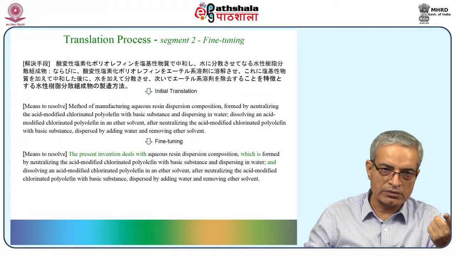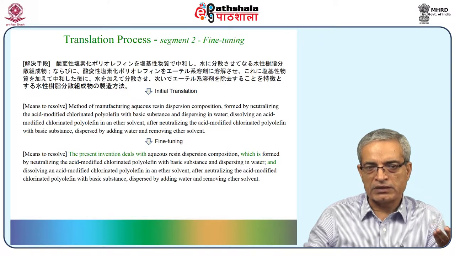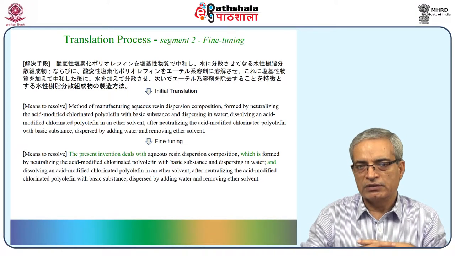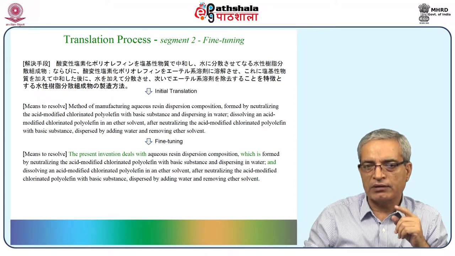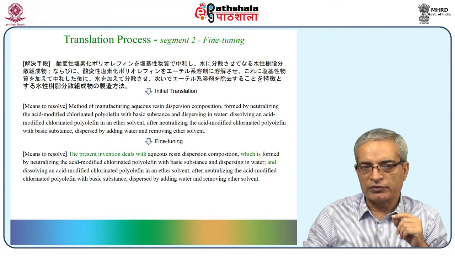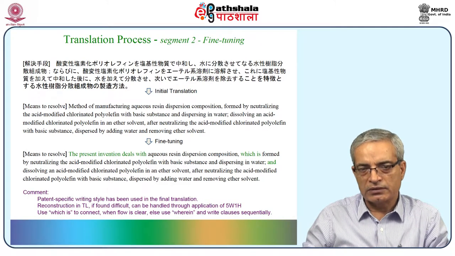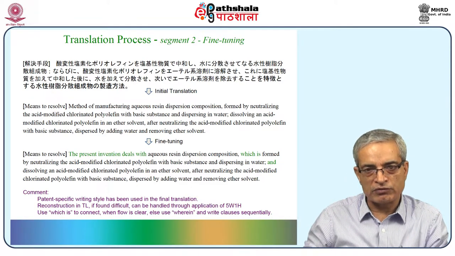Now the initial translation is given here by joining that, and let me read it out. It means: method of manufacturing aqueous resin dispersion composition formed by neutralizing the acid modified chlorinated polyolefin with basic substance and dispersing in water, dissolving an acid modified chlorinated polyolefin in an ether solvent after neutralizing the acid modified chlorinated polyolefin with basic substance, dispersed by adding water and removing ether solvent. And for the fine tuning, this present invention or this invention deals with comes in the beginning, the rest remains the same. There is joining in between by which is formed by neutralizing the acid, because it was not there; only formed by was there, which is formed, so that connects. Then and dissolving in acid modified chlorinated is added here for better flow.